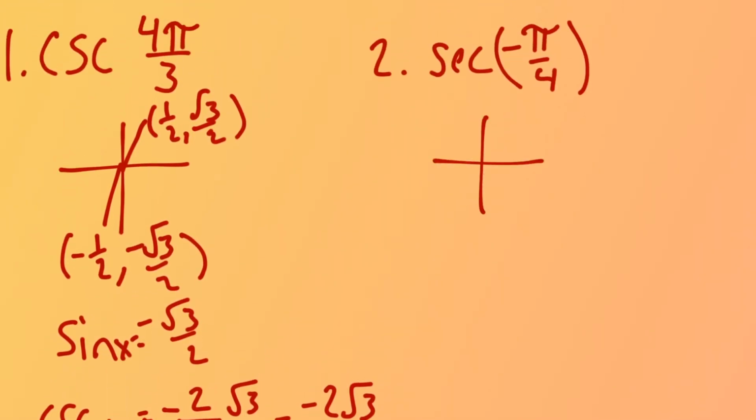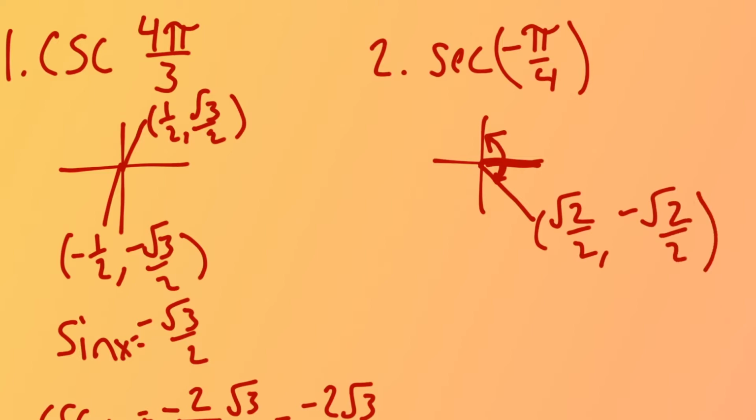Next one, we have secant of negative pi over 4. I threw in a negative. The only thing is, if here's where you're starting, instead of going in this direction, you're going backwards. We're going backwards pi over 4. That coordinate is radical 2 over 2, negative radical 2 over 2. We went right and then down.